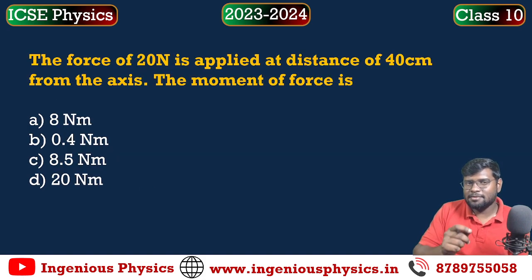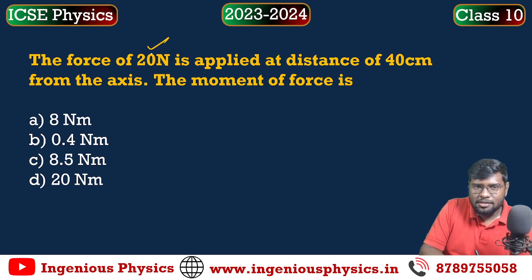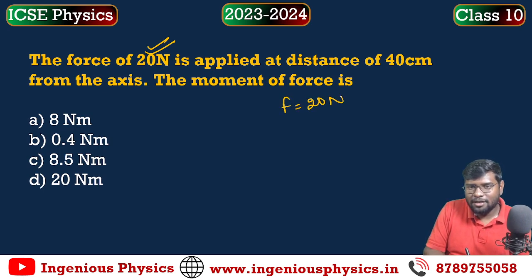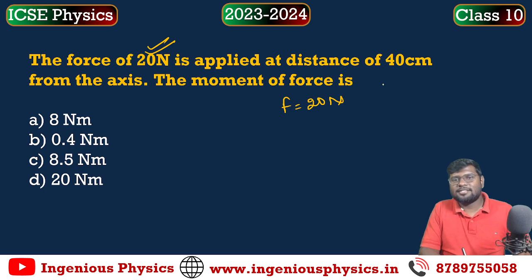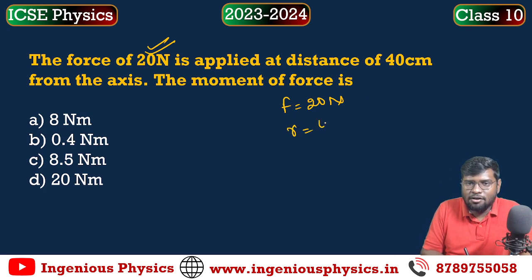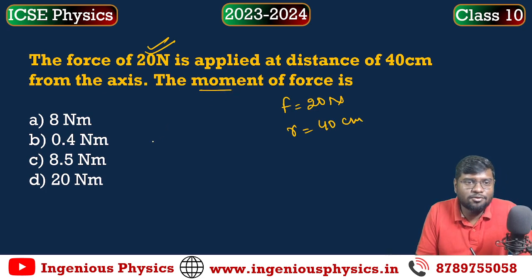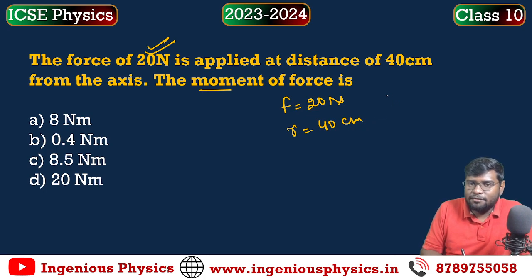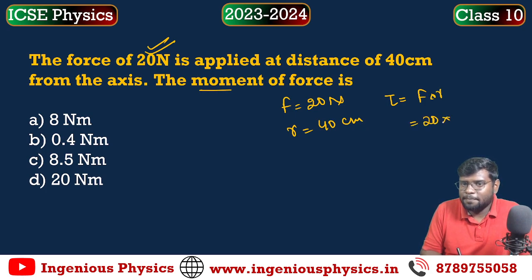This is a very simple numerical, right? A force of 20 Newton is applied at a distance of 40 centimeter from the axis. What should be the moment of force? Let us calculate. We know that the moment of force, that is torque, will be equal to F into R. The force is 20. What about R? 40. Always pay attention.